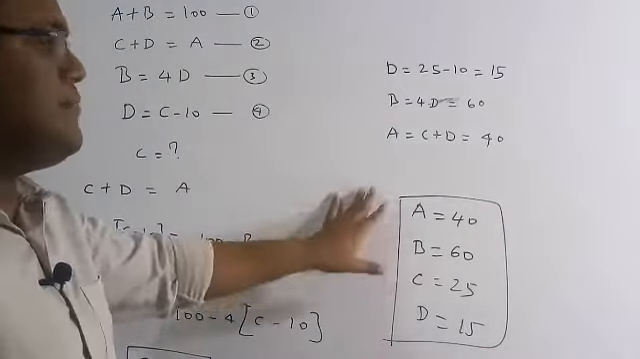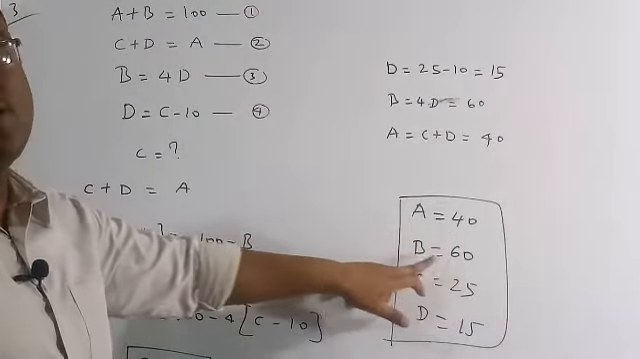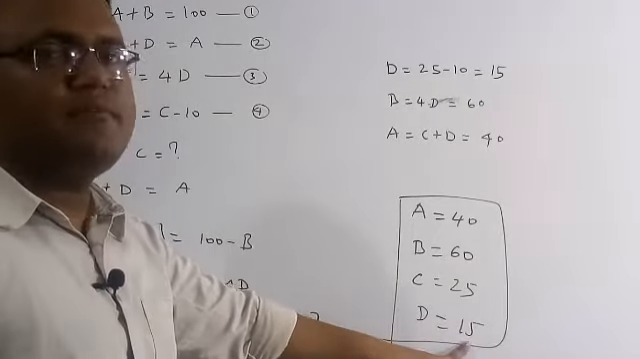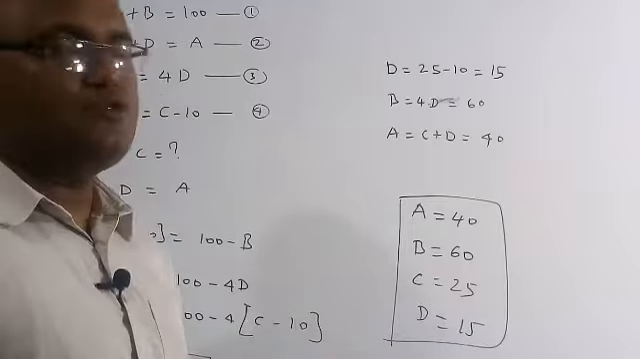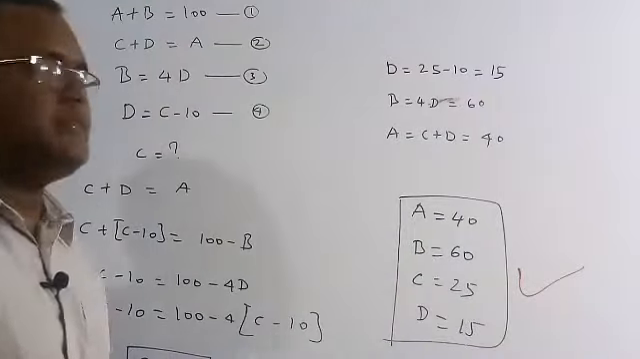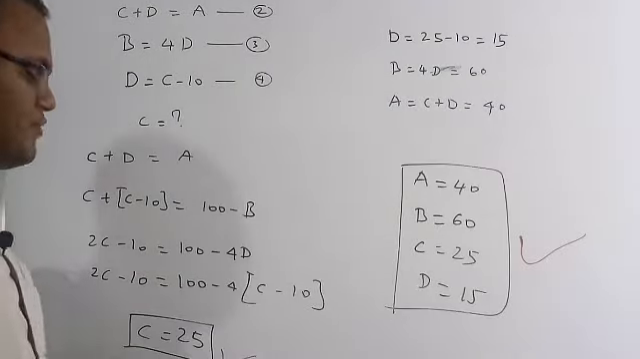So now to summarize, 40 is the marks scored by the person A, 60 is the marks scored by the person B, 25 is the marks scored by the person C, and 15 is the marks scored by the person D. So this is all extra analysis in order to get the marks scored by all the people. But in the question they asked what is the marks scored by the person C only. So therefore 25 is the correct solution of this question. So now we are going to solve the fourth question.